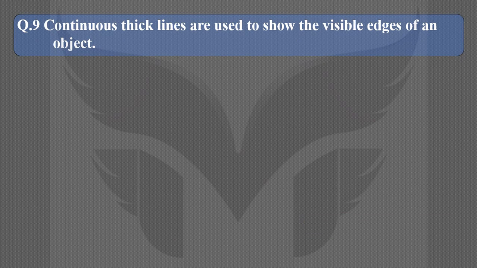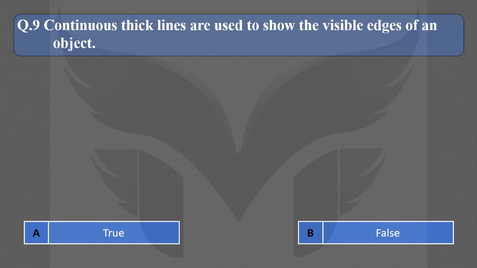Continuous thick lines are used to show the visible edges of an object. And here we have the two options only. And the correct option is A, that is true.